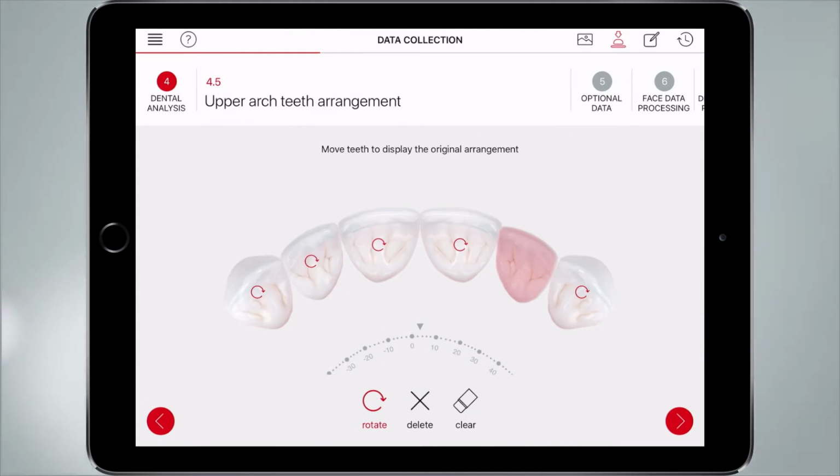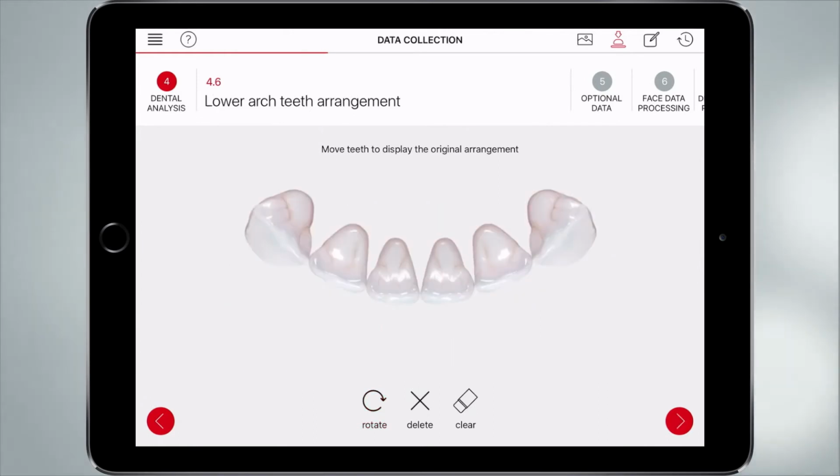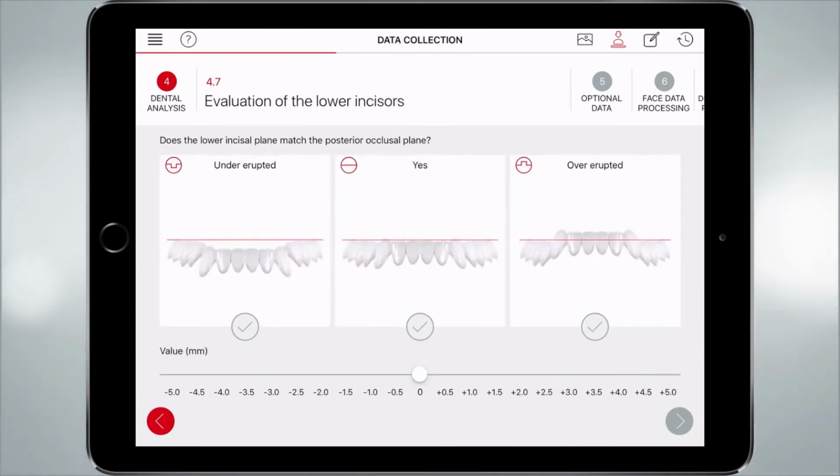Now we can go ahead from 4.5 to step 4.6. The same thing will be the arrangement of the lower arch. In this case, the patient is missing one of the lower incisors, but still, the remaining teeth are more or less aligned, so we don't have to modify anything in this case. So we move from step 4.6 to step 4.7.